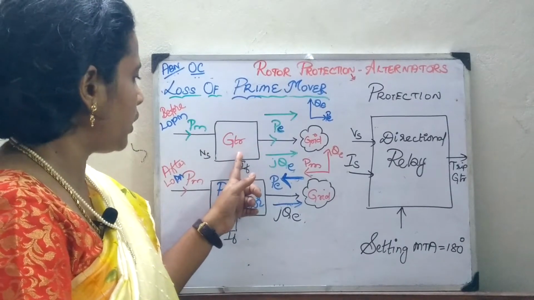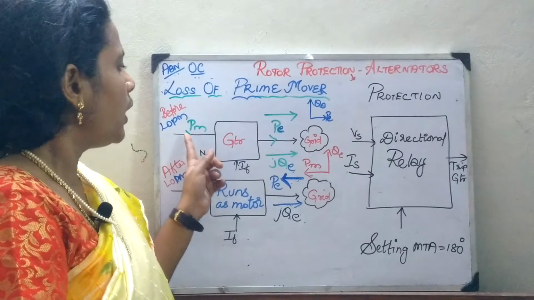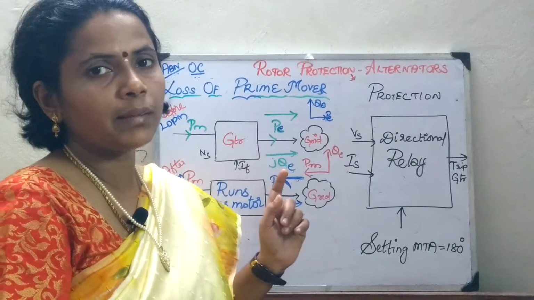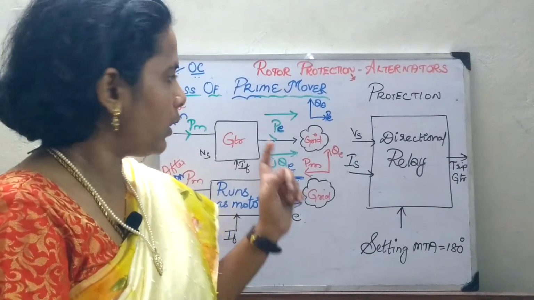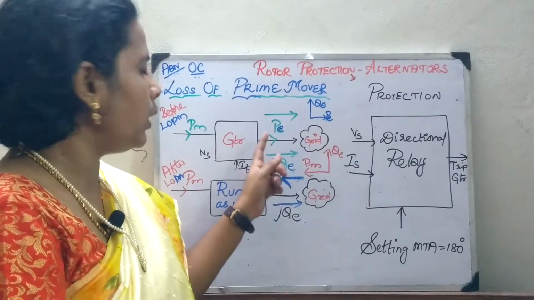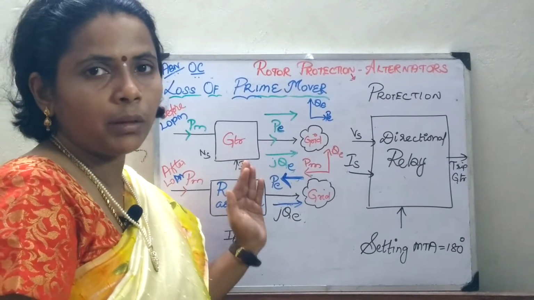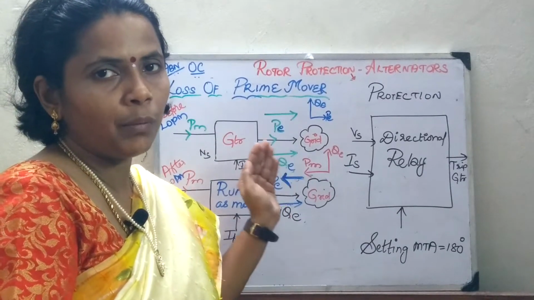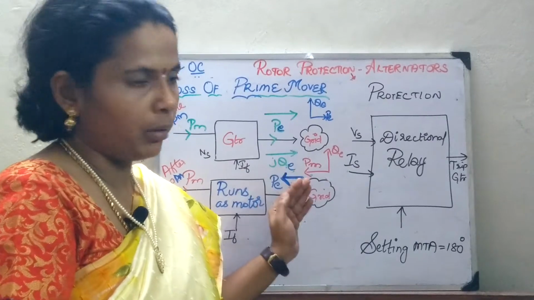You have a generator, a turbo alternator. It is going to take in mechanical energy, and as a result, you are going to supply electrical energy, right? And it is going to be connected to the grid. Now, when it is connected to the grid, the generator is going to supply both real power as well as reactive power.